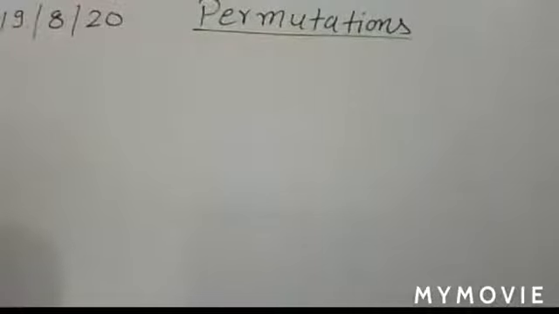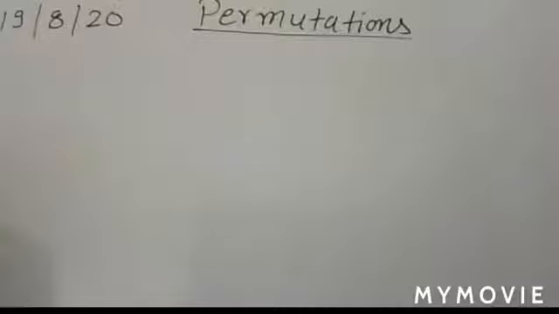The number of permutations of n objects, of which P1 are alike of one kind, P2 are alike of a second kind, P3 are alike of a third kind, and so on.